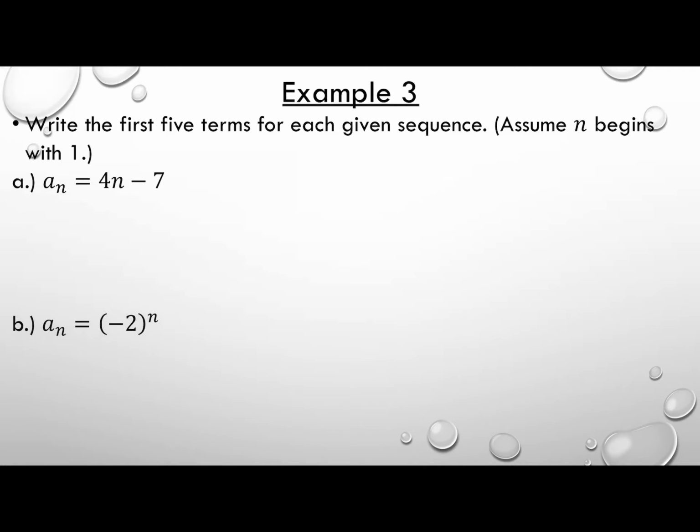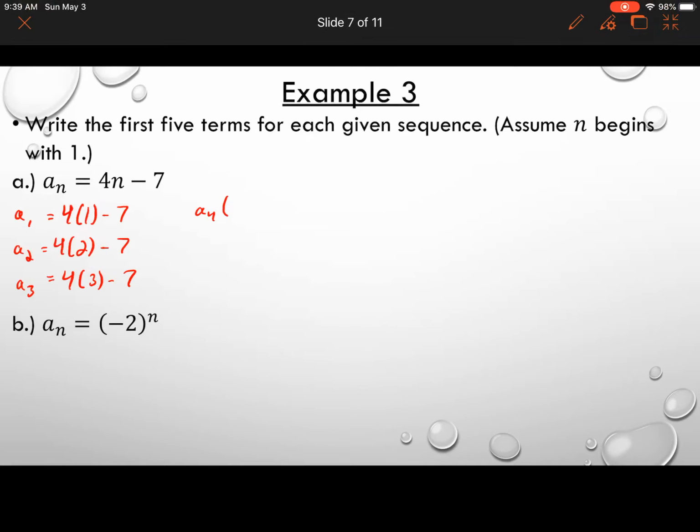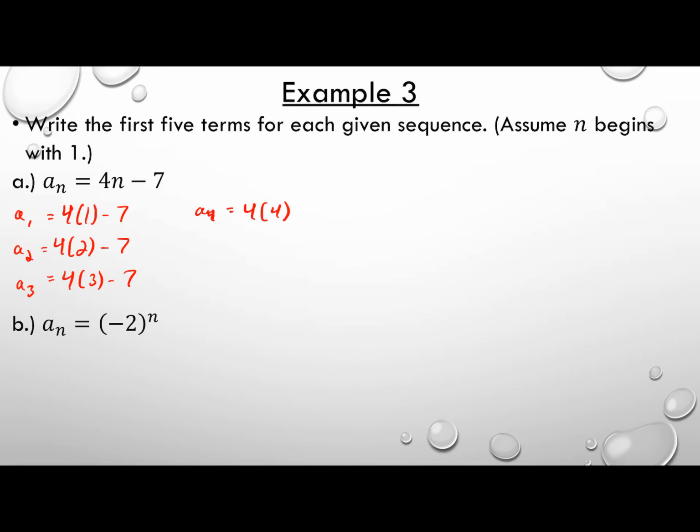All right. So first 5 terms, so we would do a sub 1 is equal to 4 times 1 minus 7. A sub 2, 4 times 2 minus 7. A sub 3, 4 times 3 minus 7. A sub 4, 4 times 4 minus 7. And then a sub 5, 4 times 5 minus 7. So obviously we would evaluate each of these. So I believe, let's see, this is negative 3, this is 1, this is 5, this is 9, this is 13. So you just evaluate each of those.